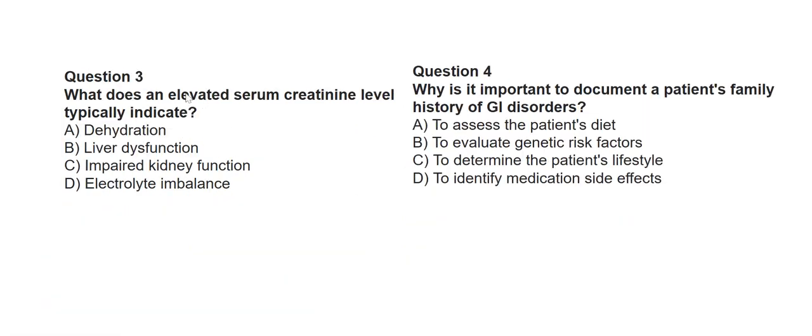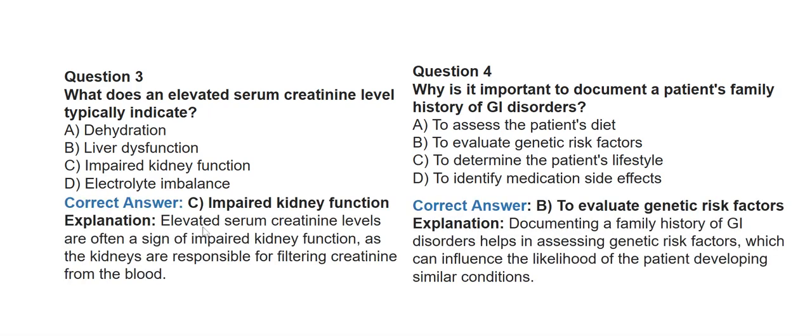Question 3. What does an elevated serum creatinine level typically indicate? A, dehydration, B, liver dysfunction, C, impaired kidney function, or D, electrolyte imbalance? Impaired kidney or renal function, C, as elevated serum creatinine levels are often a sign of impaired kidney or renal function, as the kidneys are responsible for filtering creatinine from the blood.